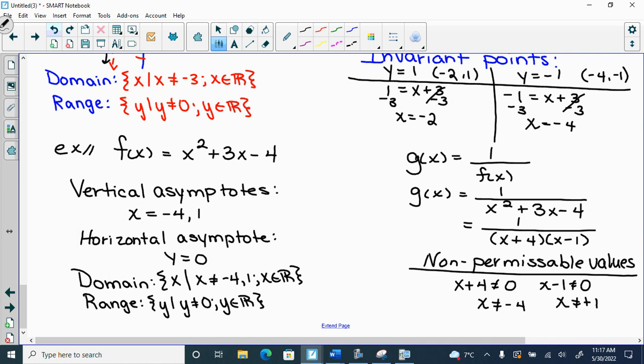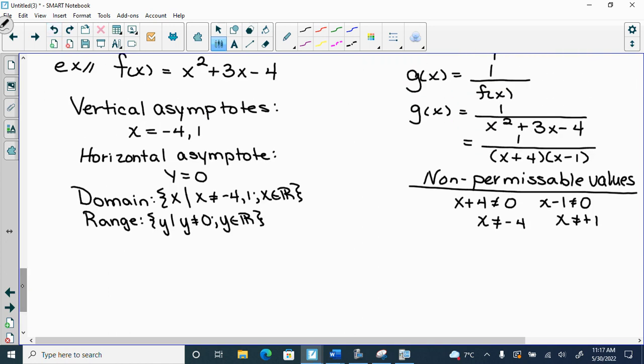Invariant points are harder when it's quadratic. When it's linear, you can just isolate x, correct? When it's a quadratic, you have to get everything to one side, set equal to 0, and factor or use the quadratic formula every single time. So invariant points. This hasn't changed. My invariant points are when y equals 0 and y equals 1. That's a lie. I went to radicals of grade 12. It's where y equals 1 and y equals negative 1.